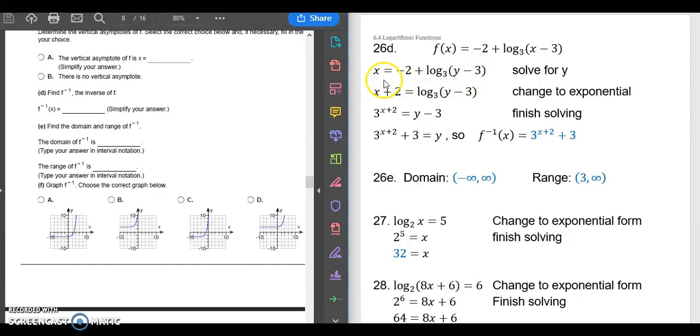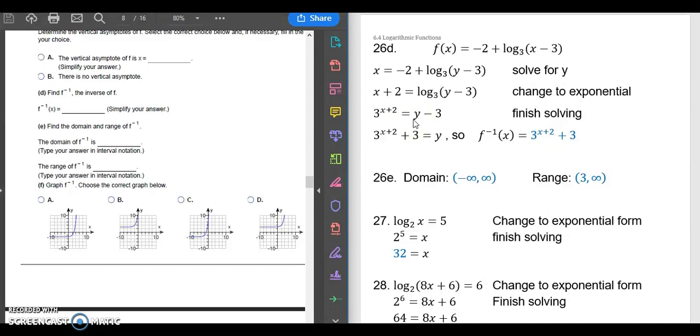So we'll add 2 to both sides. We have x plus 2 equals log base 3 of y minus 3. So now we are going to change it from logarithmic to exponential. 3 is our base. Over here is our exponent. So we have 3 raised to the x plus 2 power equals our argument now, which is y minus 3.